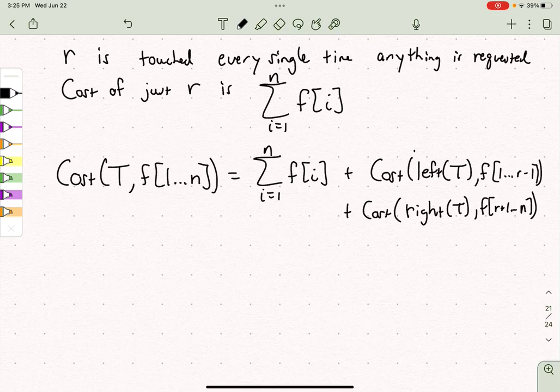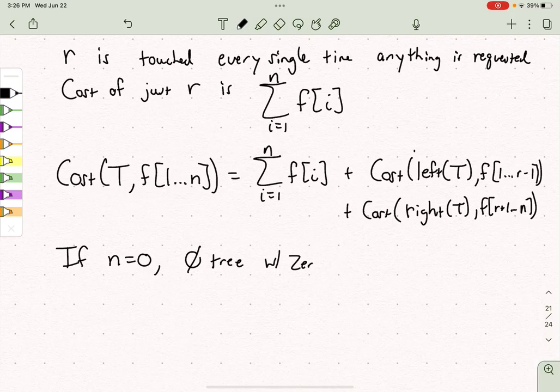So the first thing is the base case. If n equals 0, in other words, if there are no accesses to be done, then we'll have an empty tree which has 0 searches. So our algorithm, if n equals 0, just returns this. And it's optimal because of this. So I'm kind of combining the induction proof with the actual algorithm here.